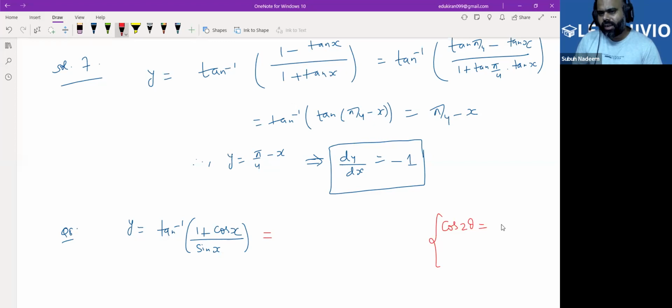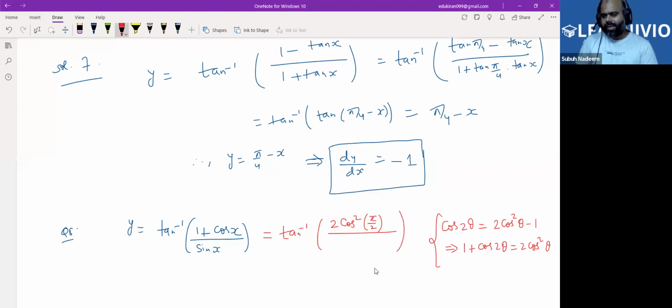Yes, sir. What is that? 2 cos square theta minus 1, which is one of the many formulas. So from there you can write 1 plus cos 2 theta is equal to 2 cos square theta. So this will be 2 cos square x by 2, because here it is x, so half of this. 2 theta half is theta, so x half is x by 2.